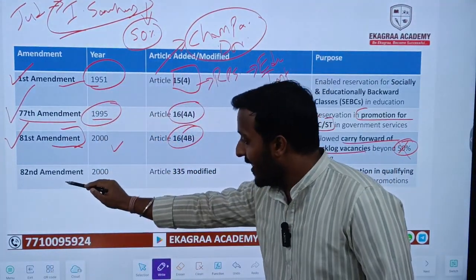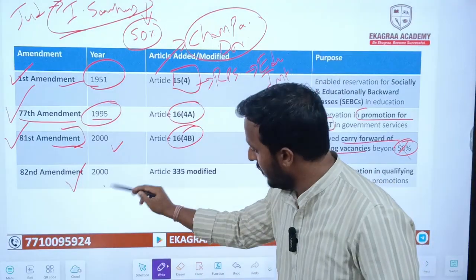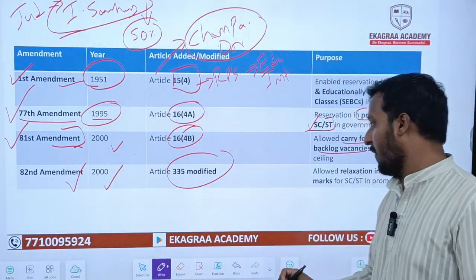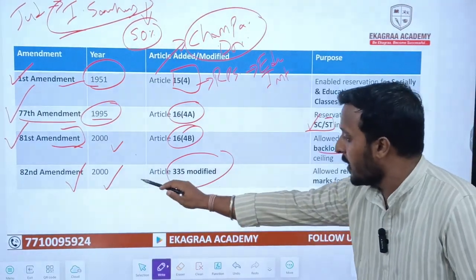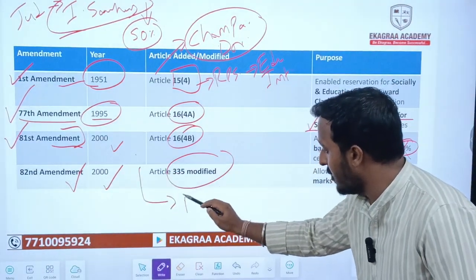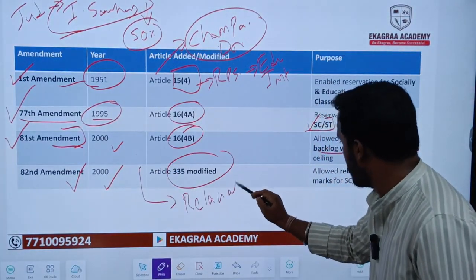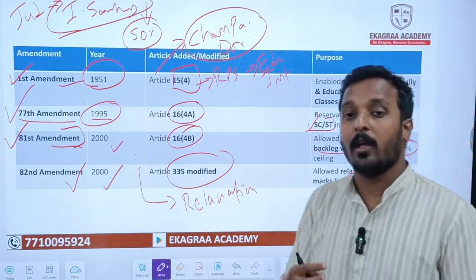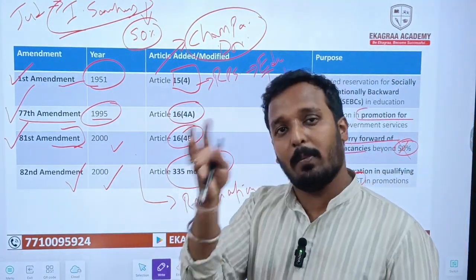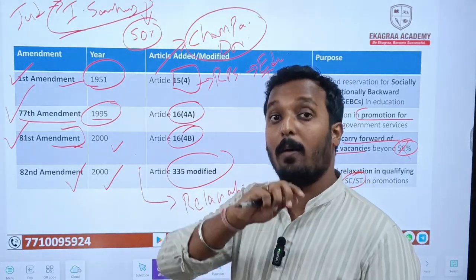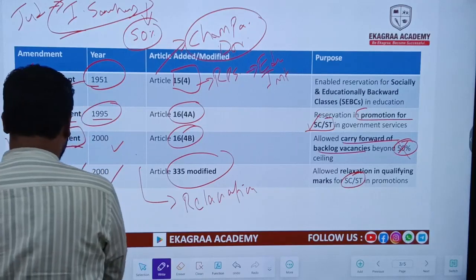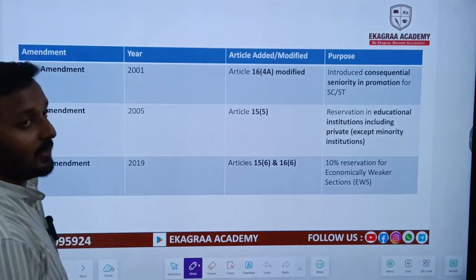After that, the 82nd Amendment Act, the same year 2000, modified Article 335, and as per this, marks relaxation has been given to SC/ST in promotion examinations, which is normally there in the written examination, but the same got applied to the promotional examination with the help of the 82nd Amendment Act.